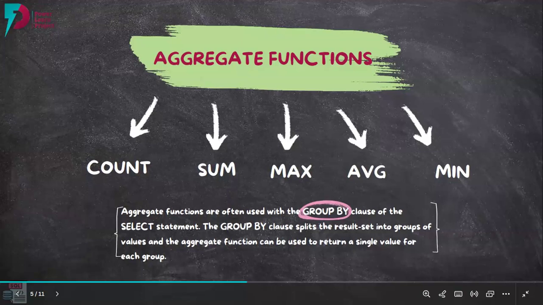Sum returns the total sum of a numerical column. We also have average, which returns the average of a numerical column.